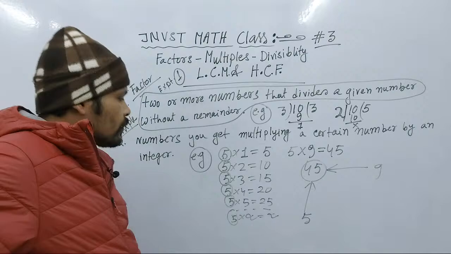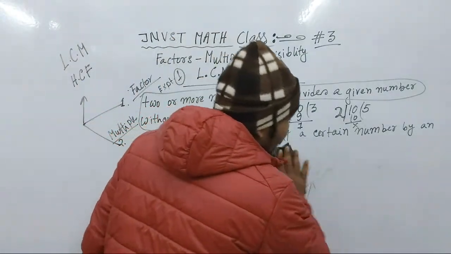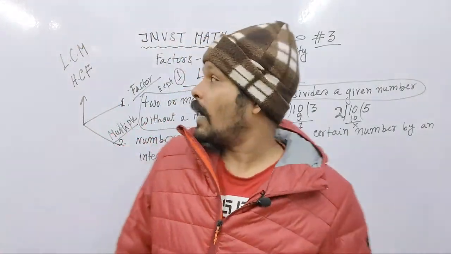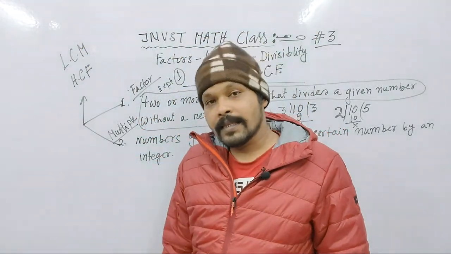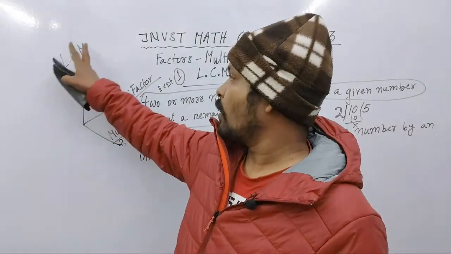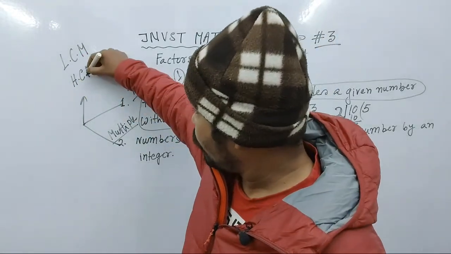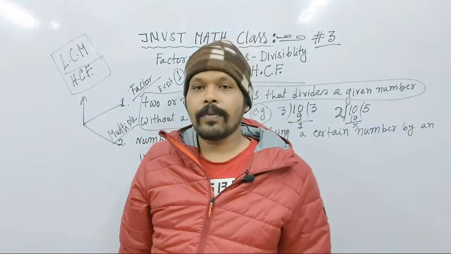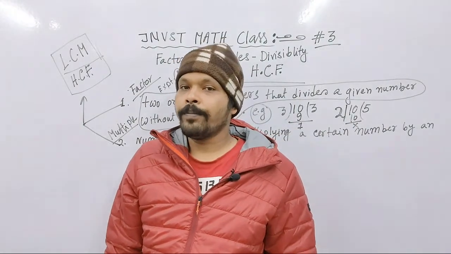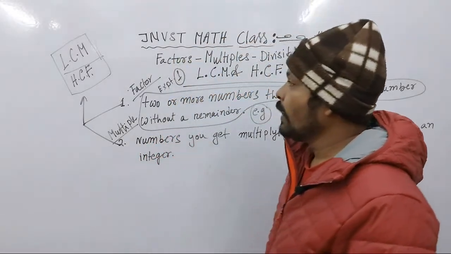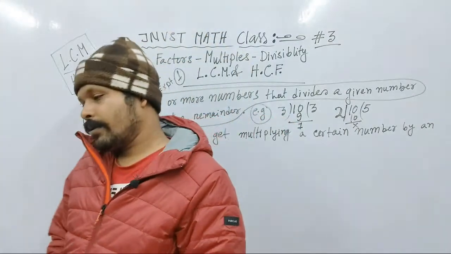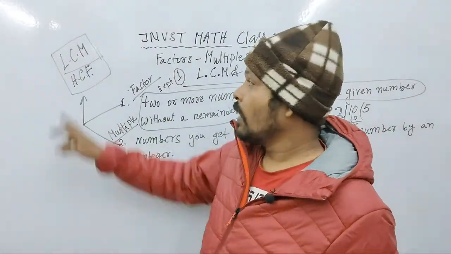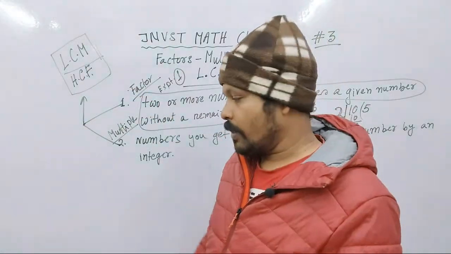Okay? Now multiples and factors, these two terms will give us another two terms. Those two terms are LCM and HCF. What is the full meaning of LCM and HCF? Can you say? Anybody, can you tell me? Okay. The first term is HCF, highest common factor. LCM, least common multiple.